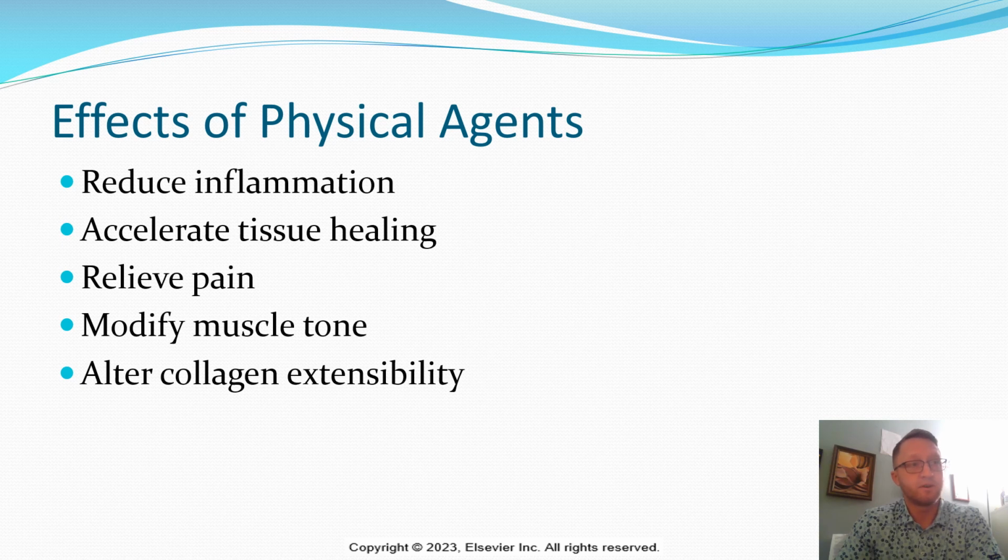And then the last one that we see is alter collagen extensibility. So again, this is when we're thinking of somebody who's limited with range of motion. Let's take the hamstrings, for example. If you're tight in your hamstrings, you're not going to be able to fully extend your knee. You're not going to be able to get full knee extension. So something that we can utilize is either a hot pack to the area followed by stretching to gain extensibility of those tissues, or we can think of something like ultrasound, which really targets collagen fibers and collagen tissues more specifically, and then again we can stretch the patient maybe afterwards there.